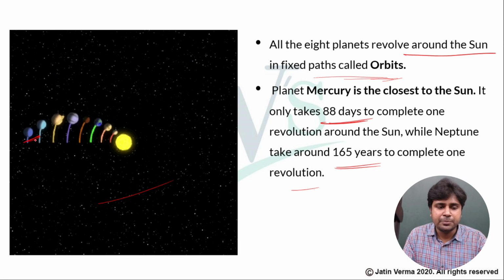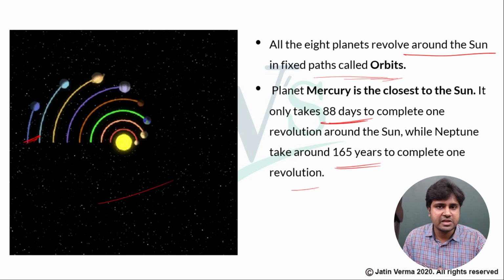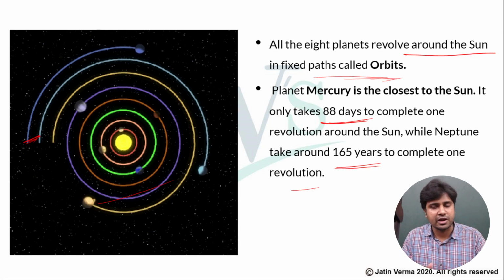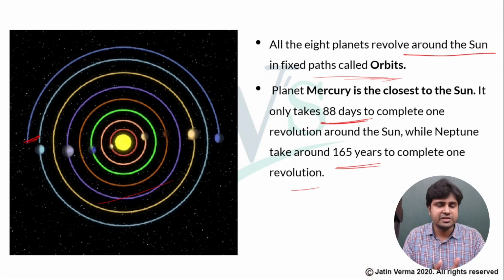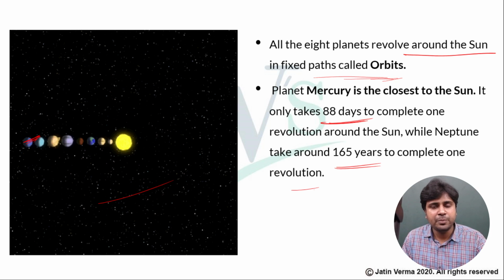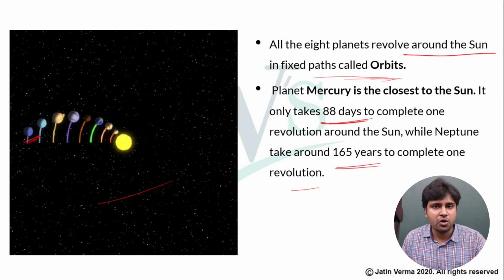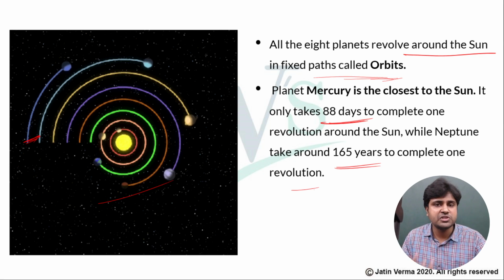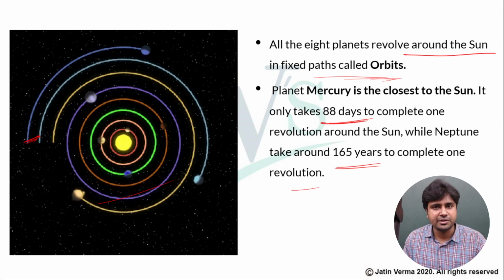And by the time Neptune finishes one revolution around the sun, many planets would have already finished multiple revolutions around the sun. Okay, so that is the logic. If a planet is very close to the star, the planet will be under severe, very strong gravitational pull of the star. So then the planet has to revolve much faster. So that is the logic here.